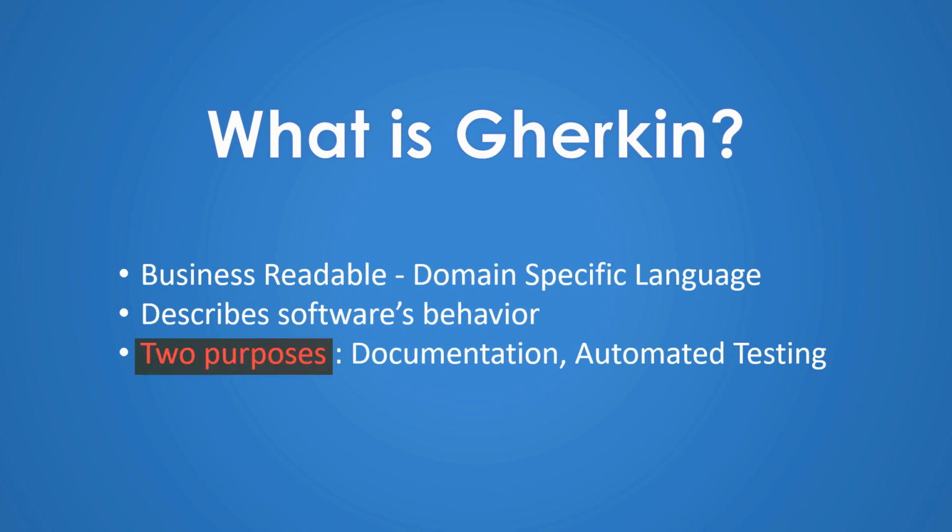Gherkin serves two purposes. Documentation. You can document your test scenarios, use cases in a human-readable format. Automated tests. Gherkin feature files can be used as input for test automation, for example in Squish.